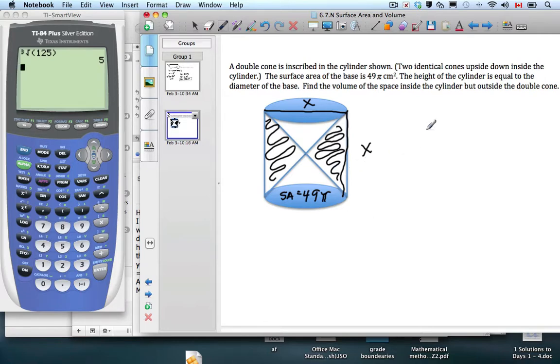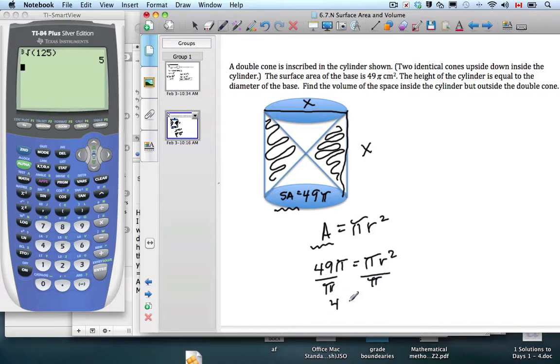Okay, so in order to do this, I think we need to find the radius. Well, given that the surface area of the base is 49 pi, we could easily find the radius from that, because this shape here is a circle. And we know that the area of a circle is pi r squared. So let's just go ahead and substitute. Now, this is a big question that's asked a lot: surface area and area. Well, they're the same. So this is 49 pi equals pi r squared. To isolate our variable, divide by pi.